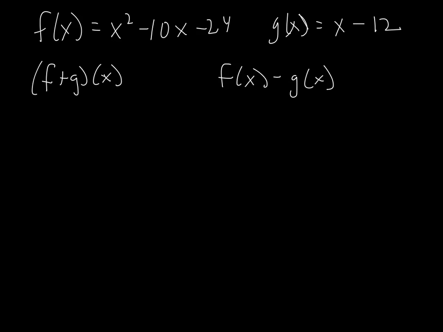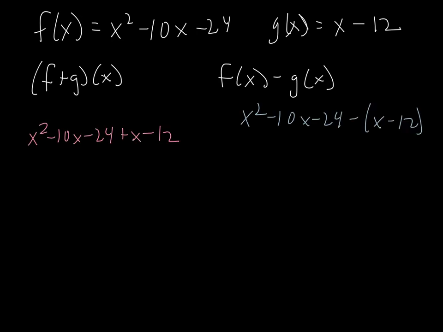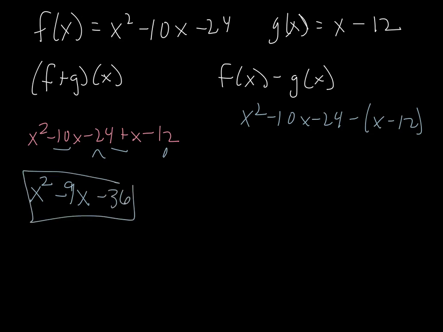You should pause the video and try to do these two by yourself, subtracting and adding. So the first one's adding. You don't have to really do anything with that, but you do have to combine your like terms here. So your answer should have been x squared minus 9x, negative 10 plus 1 would give me negative 9. Negative 24 minus 12 would give me negative 36. So that would be the answer to the adding question.